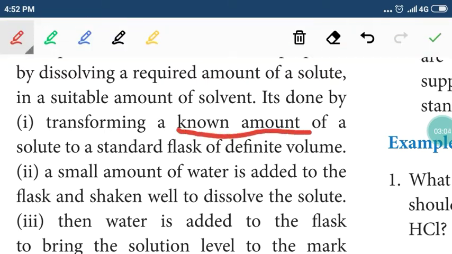The known amount of solute will be added in a glass flask. We use different glass apparatus in the laboratory. This is called a volumetric flask, or standard flask, or standardization flask. A glass flask is available in different capacities like 50 ml, 100 ml, 250 ml, 500 ml. So a known amount of solute will be added in the standardization flask.